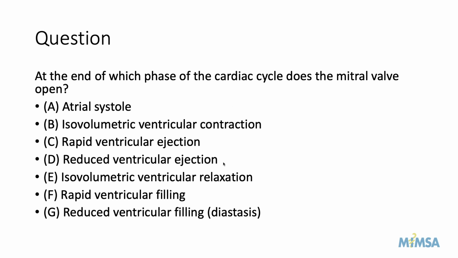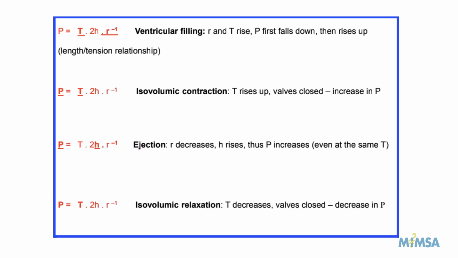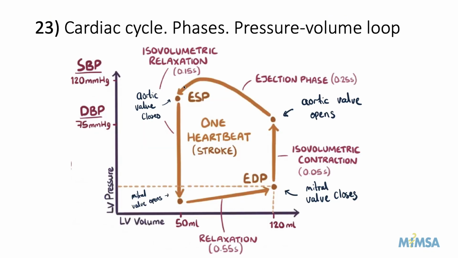Yep, so the answer is E, the end of isovolumetric ventricular relaxation. So if we go back to pressure volume, at the end of the relaxation, when the pressure of the left ventricle drops below the left atria, that is when the mitral valve is finally able to open, because blood is able to move from the atria to the ventricle.